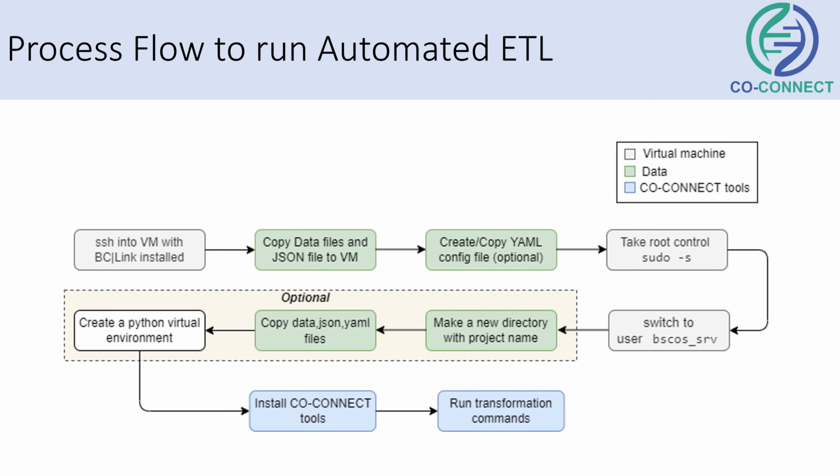This is the ETL process flow once the VM is set up with BC-Link. SSH into VM and copy the required files, then take the appropriate user controls. After that, create a project directory to install the tool in a Python virtual environment, and then run the transformation commands. Here's a quick demo to show the installation and execution of the CO-CONNECT ETL tool.